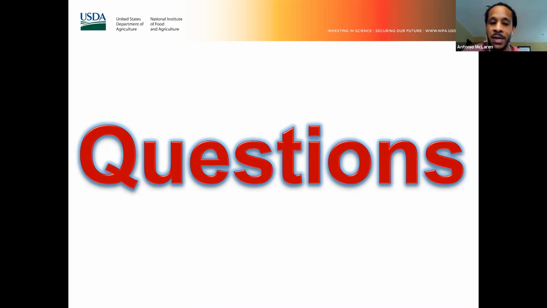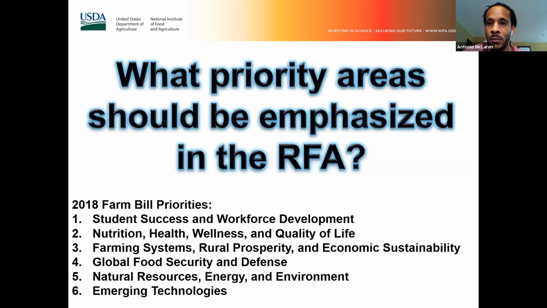Okay, we're going to go ahead and begin. So the first question: What priority areas should be emphasized in the RFA? What priority areas should be emphasized in the RFA? And what I've done is I've listed out, as a reminder, those 2018 Farm Bill priorities on the slide. So the first institution that should speak, we're going to go in alphabetical order, so it makes it easy on you. We're going to start with Alabama A&M University.